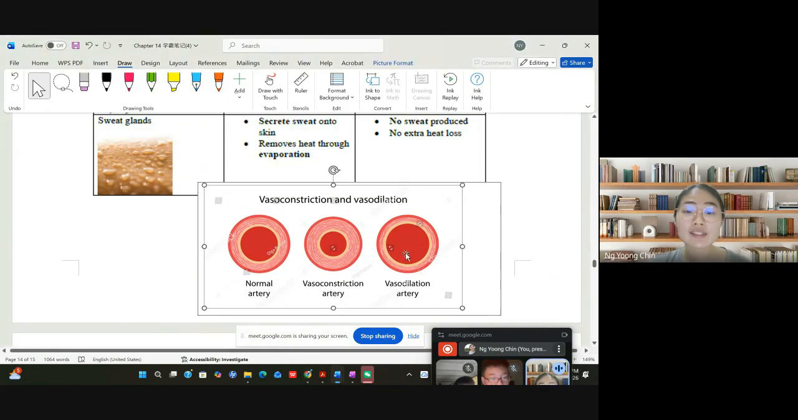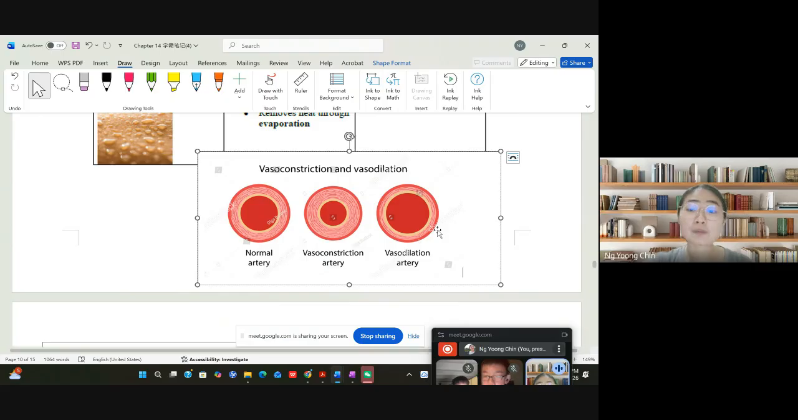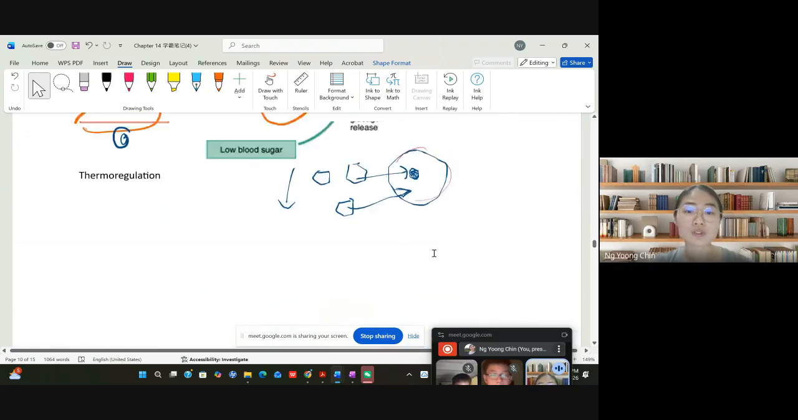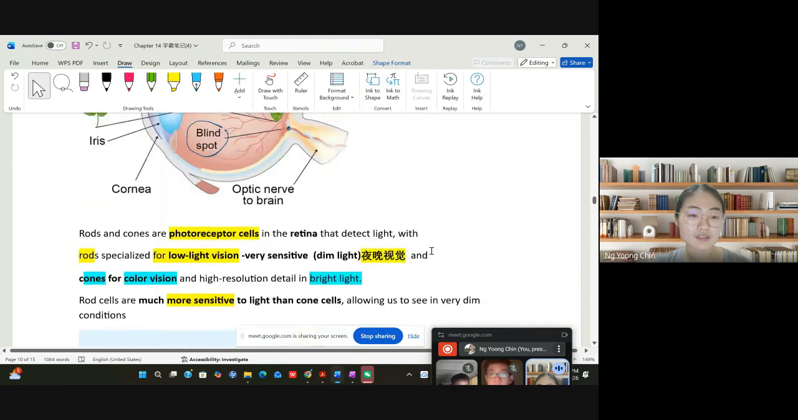So you can see, here's a picture showing the arterioles or the artery. Just remember that whenever there's an increase in body temperature, the blood vessel will do vasodilation. So you can see the lumen becomes bigger. Whenever the body temperature reduces, the blood vessel will have vasoconstriction. The lumen becomes smaller. 收缩，血管收缩。The lens are here. Okay, lens.